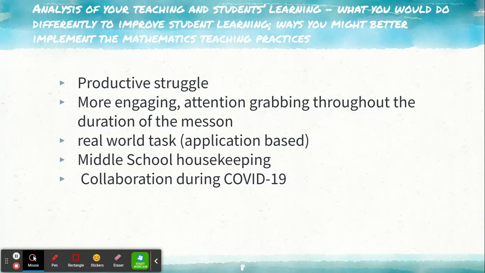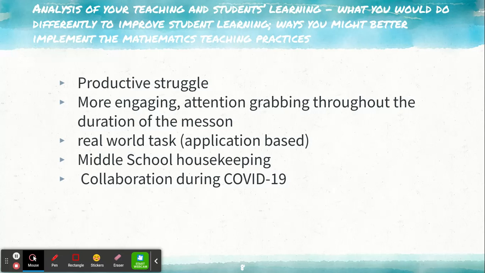Analysis of your teaching and students' learning. What would you do differently to improve student learning? Ways you might better implement the mathematics teaching practices. So once again, the productive struggle, I felt like I allowed them to struggle and I did not give them clear instructions, and I liked it.